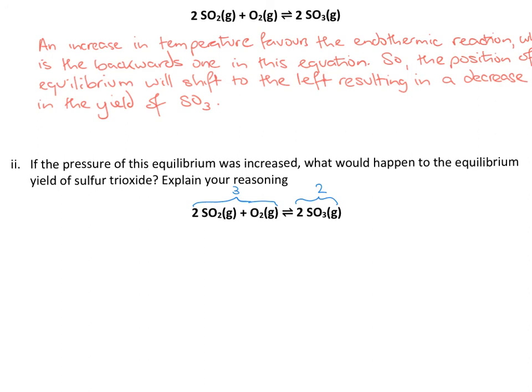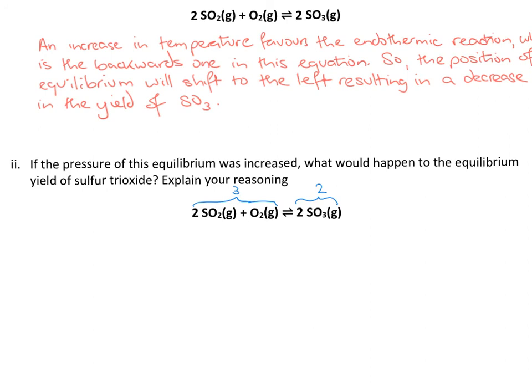If we increase the pressure, the system seeks to oppose that change. It seeks to bring the pressure back down. So it's going to favour the side with the fewest moles, which in this particular reaction is the right-hand side. There are 2 moles on the right as opposed to 3 on the left. So we're actually going to increase our yield of sulfur trioxide on this occasion.